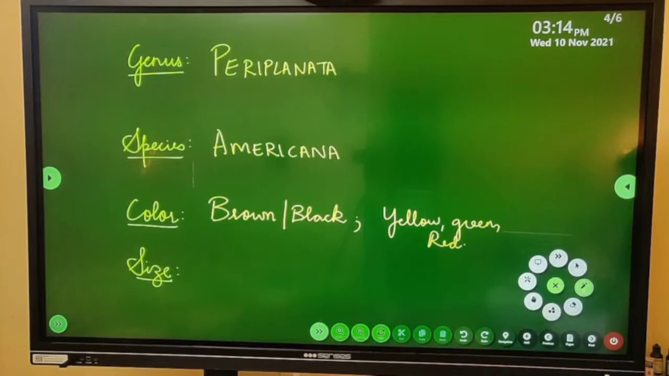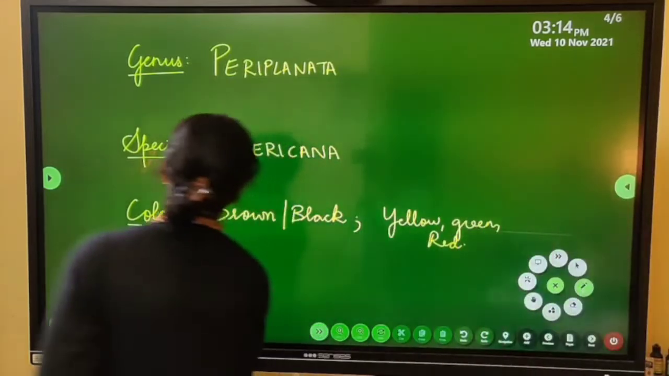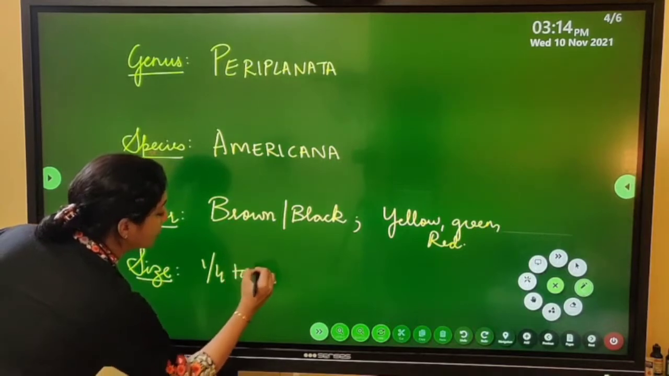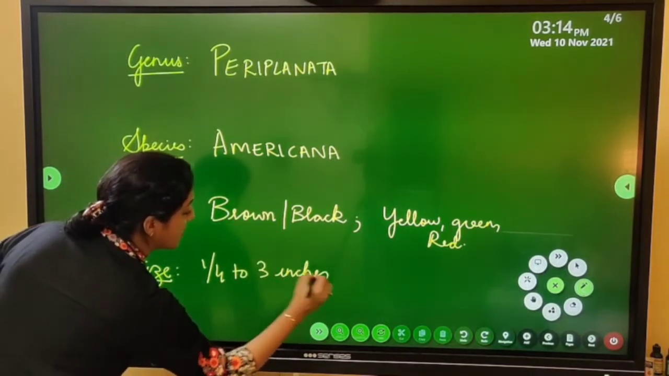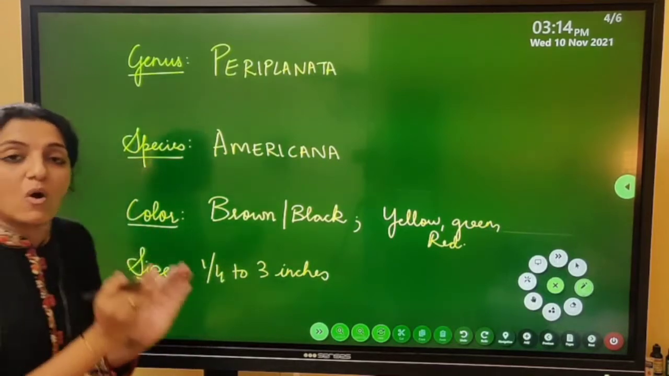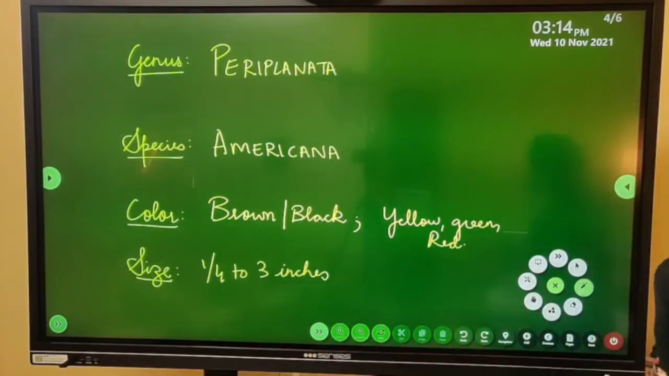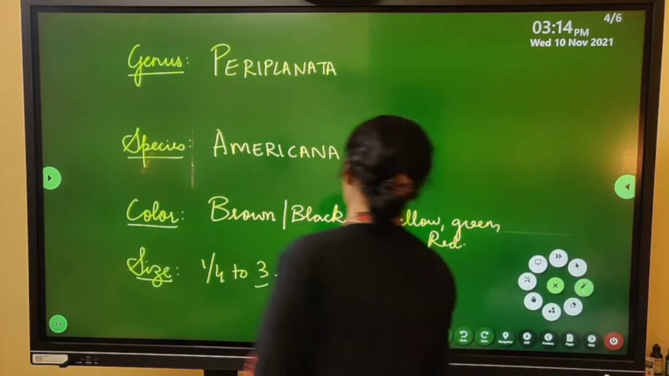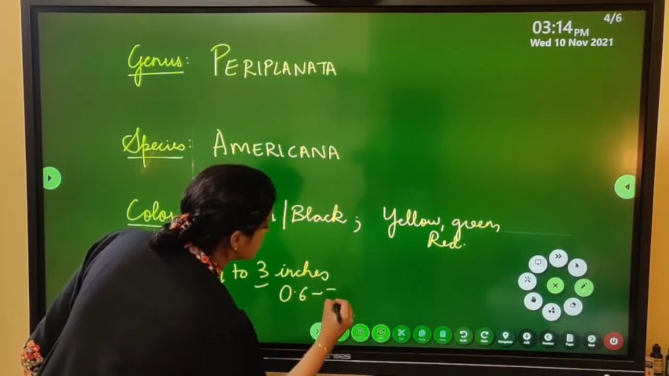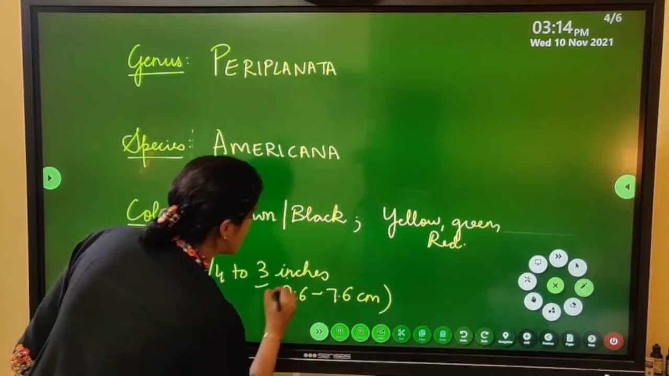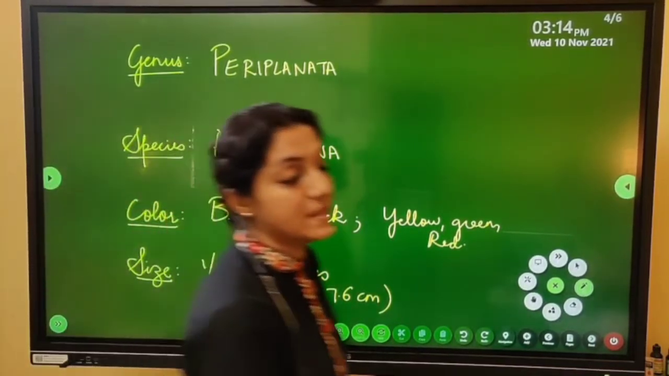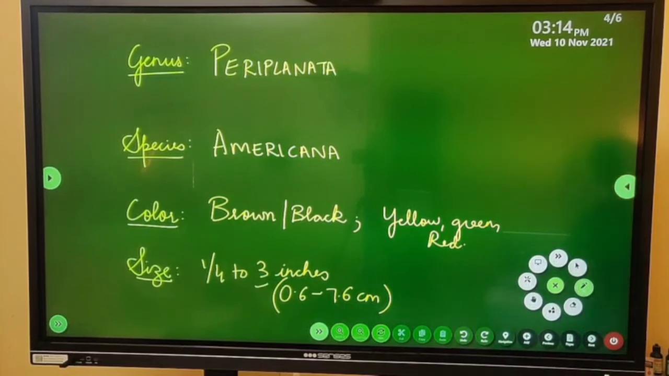The size. Now the size is 1/4 to 3 inches. Because a cockroach grows in size from its small age to a bigger age, तो छोटे cockroaches की size छोटी रहेगी और बड़े वालों की maximum size 3 inches तक देखी जाएगी. So the size is 1/4 to 3 inches, and if we write it in centimeters, it is around 0.6 to 7.6 centimeters. You have to remember both these values for your MCQs.